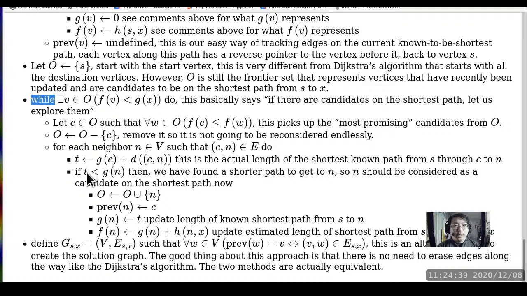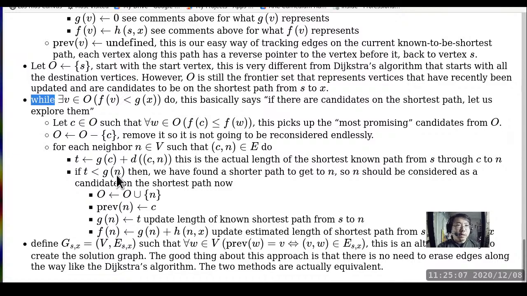So now I compare t against g of n. Now remember what g of n is. G of n is the length of what we currently know as the shortest path from the starting point to vertex n. So if t is less than g of n, that means we have just found a shorter path from the starting point to vertex n. That is the only time we need to do something.